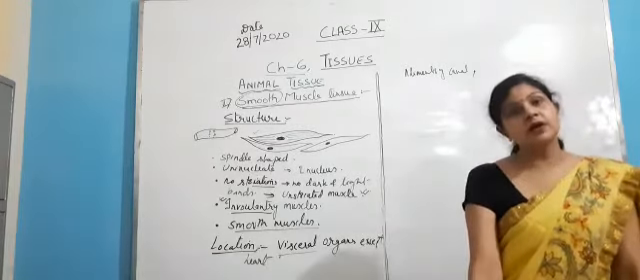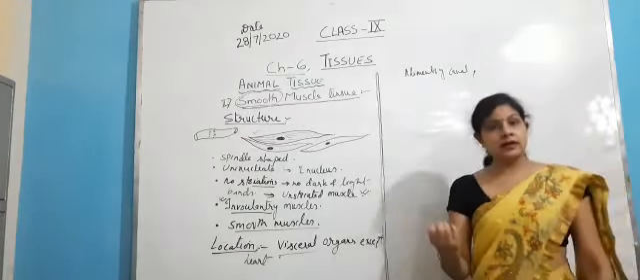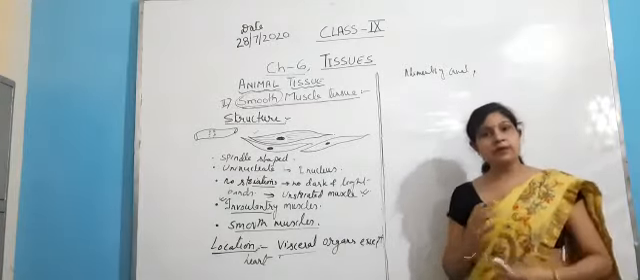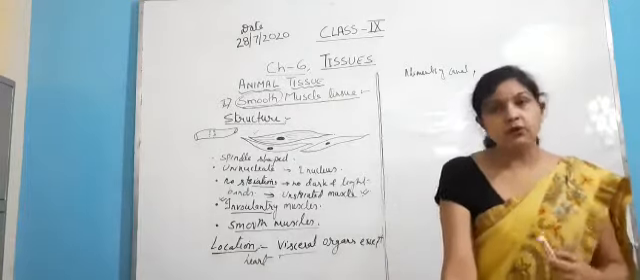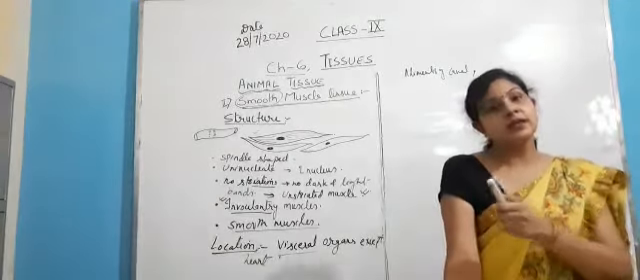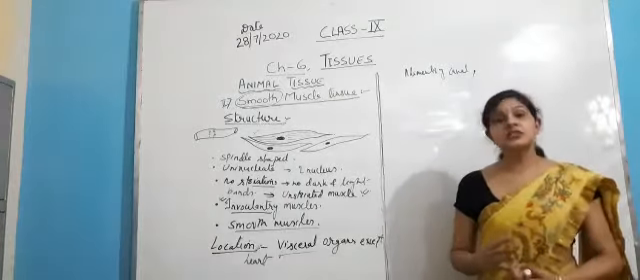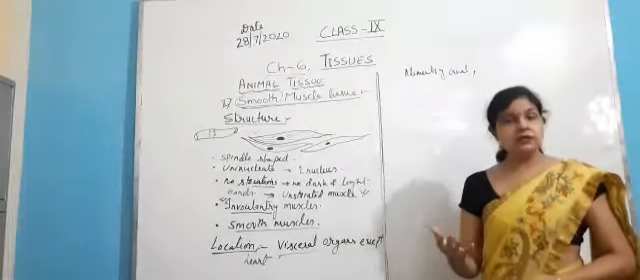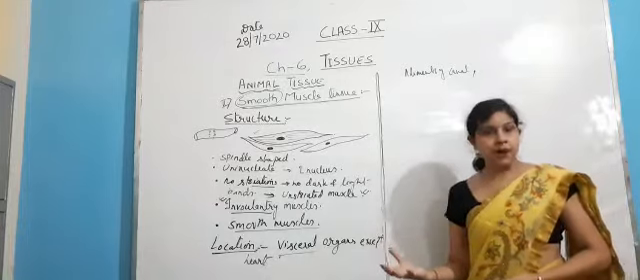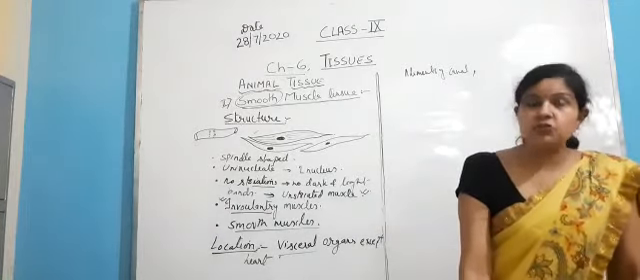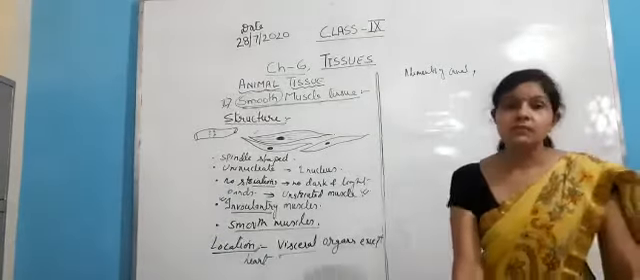So these are found in the alimentary canal, and they help in the movement of the food in the esophagus. They also help in the churning of the food inside the stomach. They also help in the movement of the food from the stomach to the small intestine, and from the small intestine to the large intestine. So all these various parts of the alimentary canal, even our stomach, consist of the smooth muscles.